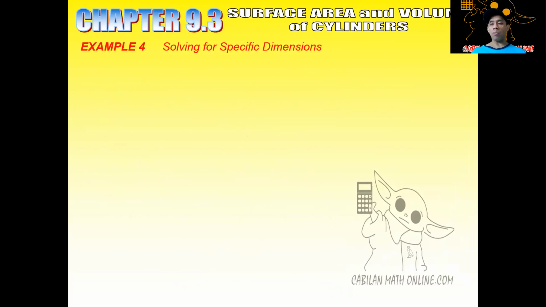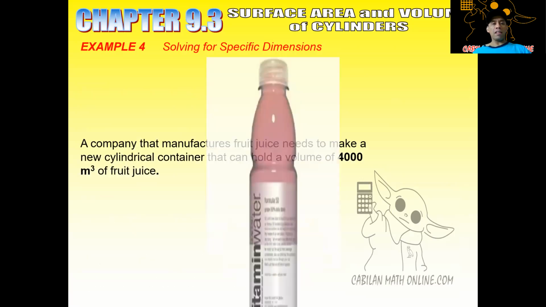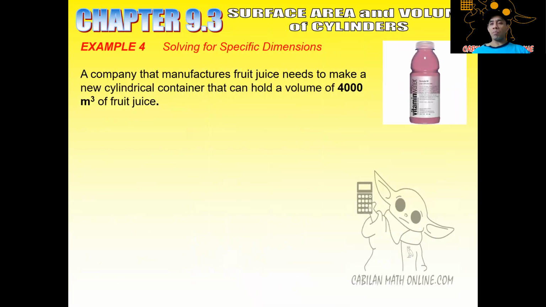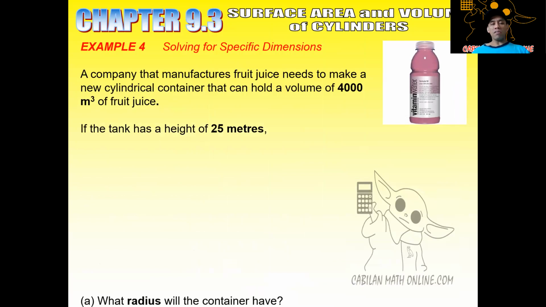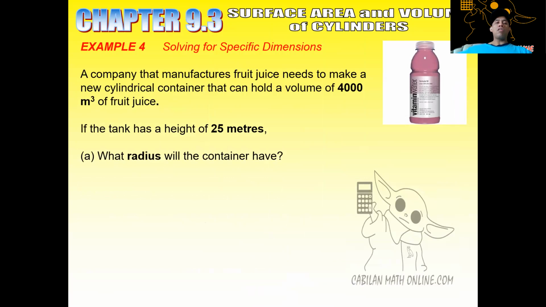In this question, we'll be solving for something else, so we're going to do a little bit more algebra. In this case, we're solving for a specific measurement or dimension. It says a company that manufactures fruit juice needs to make a new cylindrical container that can hold a volume of 4,000 cubic meters of fruit juice. If the tank has a height of 25 meters, we want to figure out the radius.